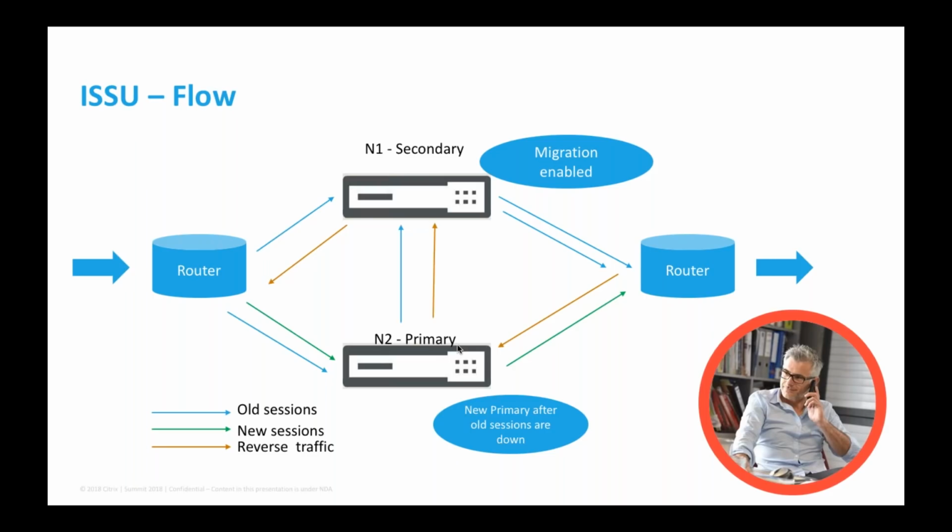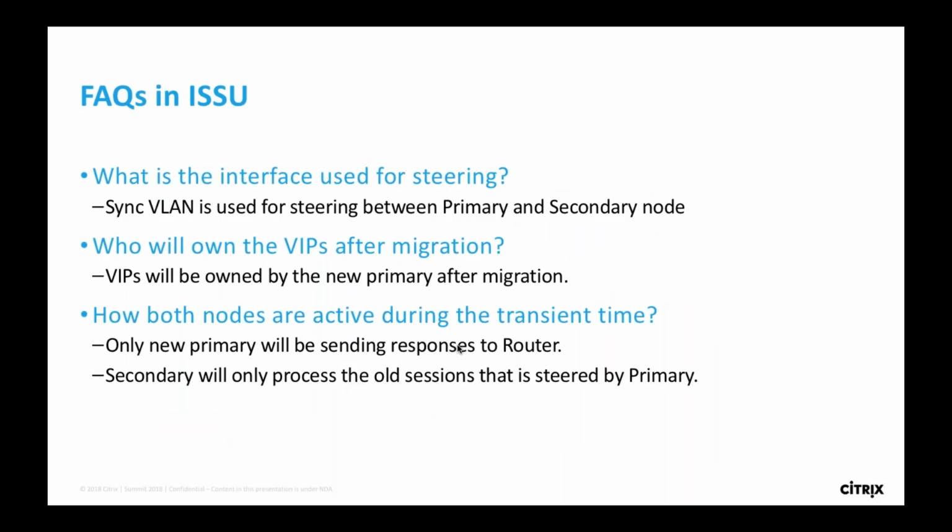Now James and John are happy. Some common questions that we see in ISSU: what is the interface that is used for steering? We use the sync VLAN for steering the traffic between primary and secondary, and the interface can be selected based on the sync VLAN. Who will own the VIPs after migration? The VIPs will be owned by the new primary after migration. As I already mentioned, the new primary will update its GARP information to the upstream and downstream routers. So the routers will see only the new primary.